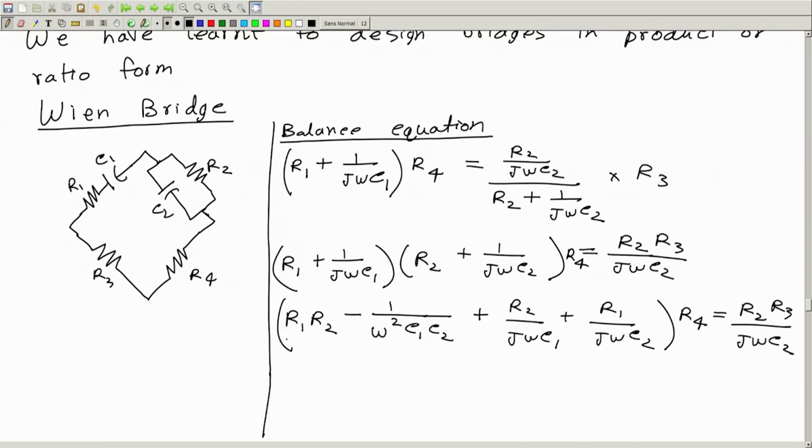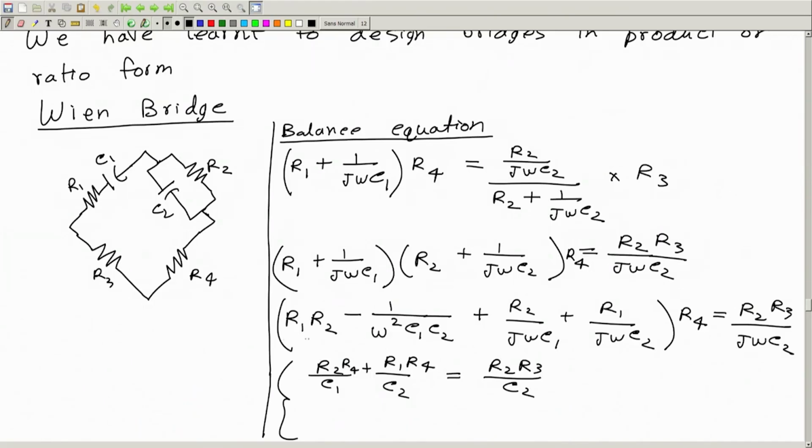So, which means I will have two conditions. Condition 1, so if I equate the imaginary part first. Okay. So, the imaginary part here is R2 by C1 plus R1 by C2, okay, whole multiplied by R4. This j omega and this j omega will cancel. This will be equal to R2 R3 by C2. Okay.